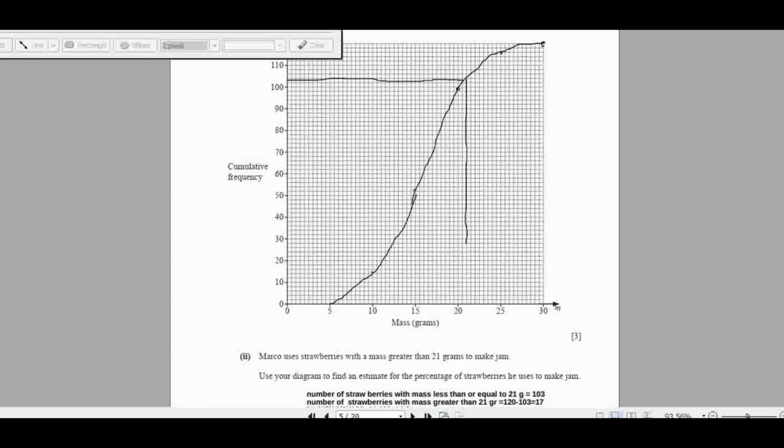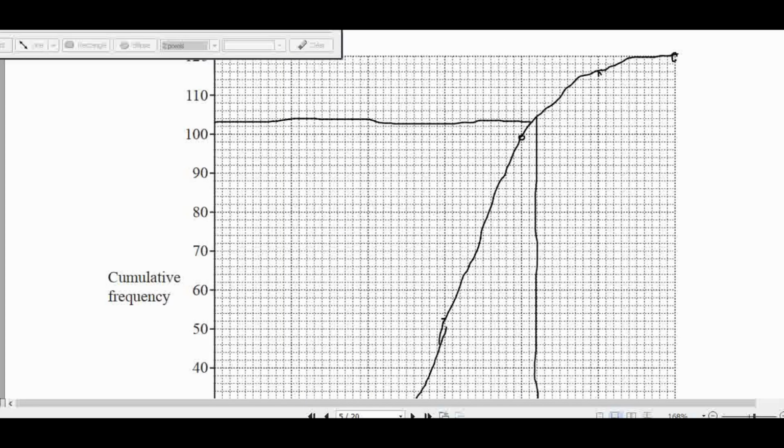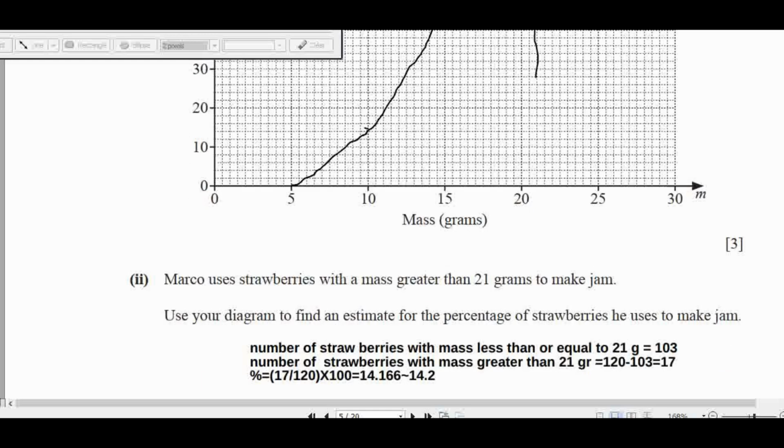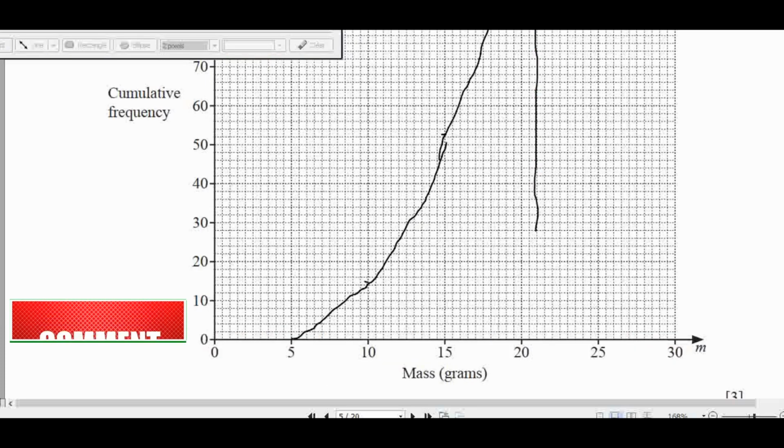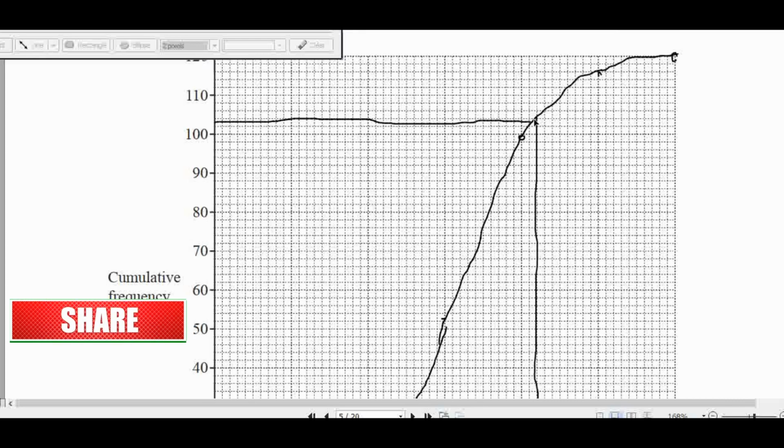I show it for you. This is the cumulative frequency curve for this data. That's it. Next is the percentage of strawberries with mass greater than 21 grams. Next, I enlarge it for you. 21 grams is here. I will join this to this line on the paper. I used a ruler to draw it, and then it cuts here, almost at 103. So it is 103.